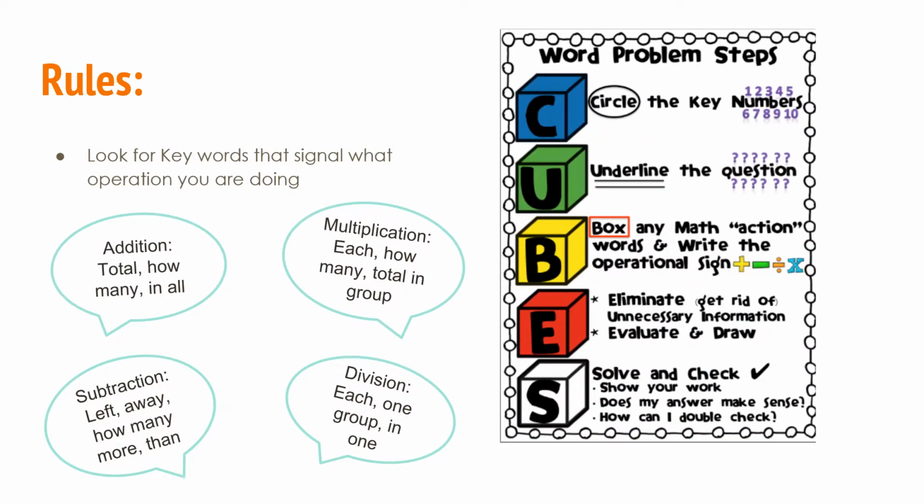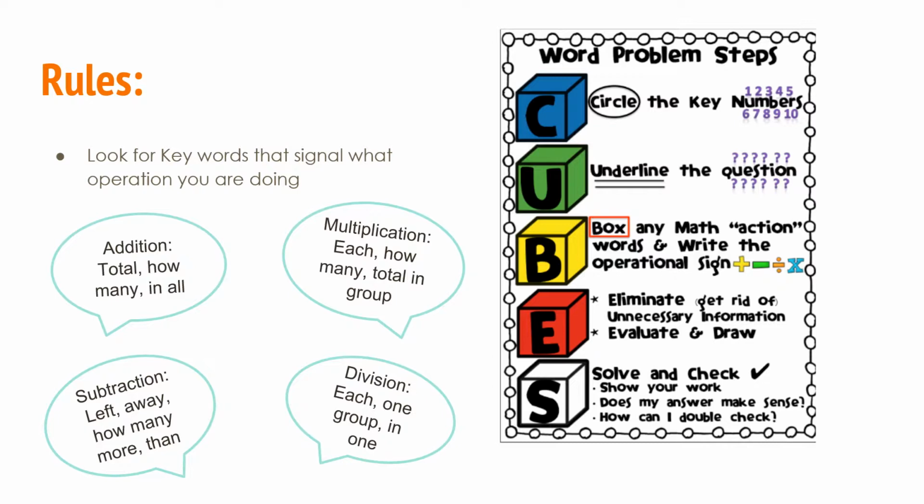Now, for all multiplication, addition, subtraction, and division problems, we're going to be using CUBES. All the word problems that we're going to be discussing have a lot of information. CUBES is a way to annotate the problem to make sure we're focusing on the most important information and that we're picking the correct operation. The C in CUBES stands for circling the key numbers. We want to make sure we circle only the key numbers we're going to be using in the problem.